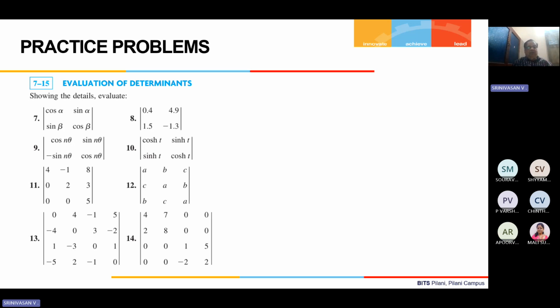So now here, of course, it is very simple. This is an upper triangular matrix. Its expansion will be 4 into 2 into 5, the principal diagonal elements' product, that is 40. You can check the other elements.